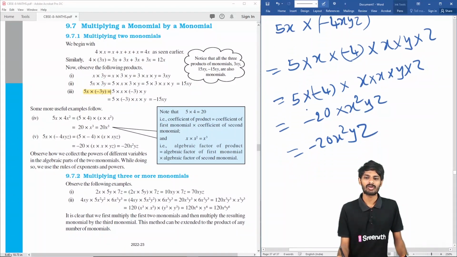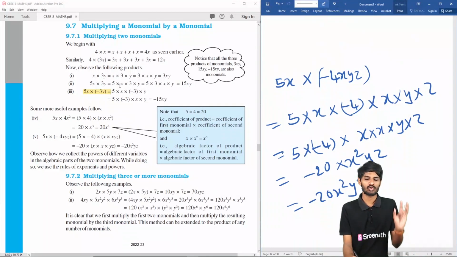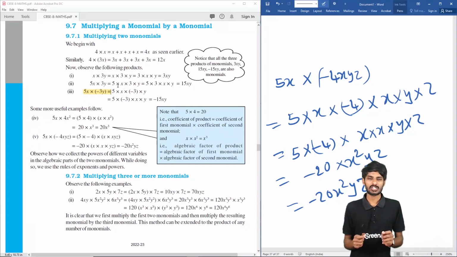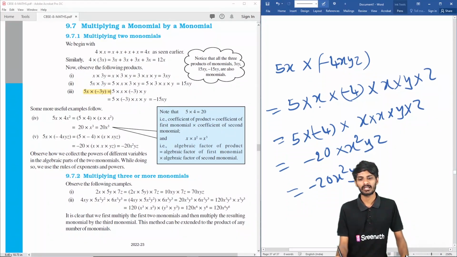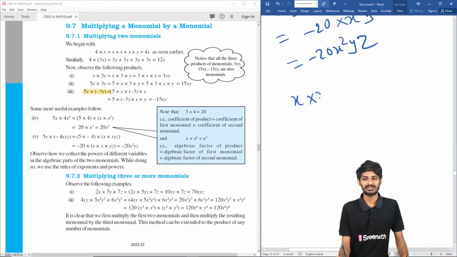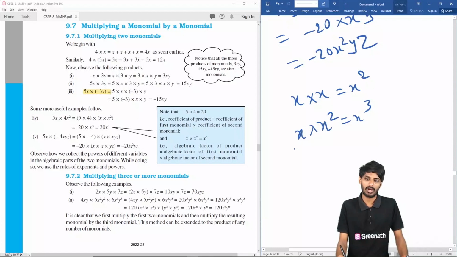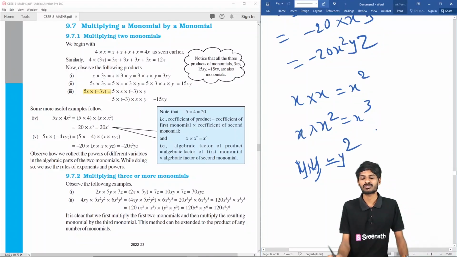So the main thing you have to remember in multiplication of a monomial by a monomial is, first look for the numerical coefficients. First multiply the numerical coefficients and write their result, and write the remaining variables. Here, if there is x into x, then we have to write it as x square. And if there is x into x square, we have to write it as x cube. I think you know all about this. And if there is y into y, then you can write it as, after multiplication, y square.